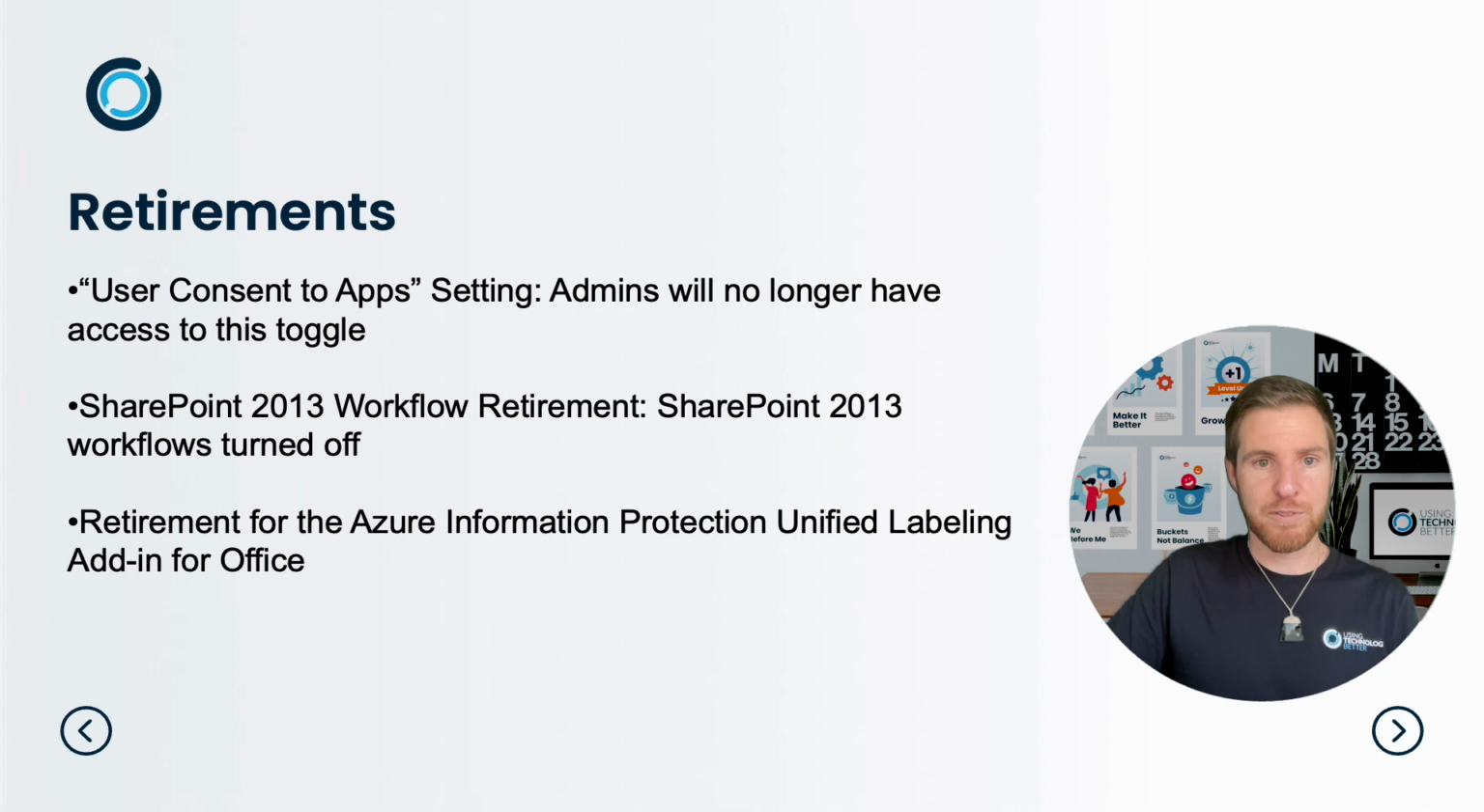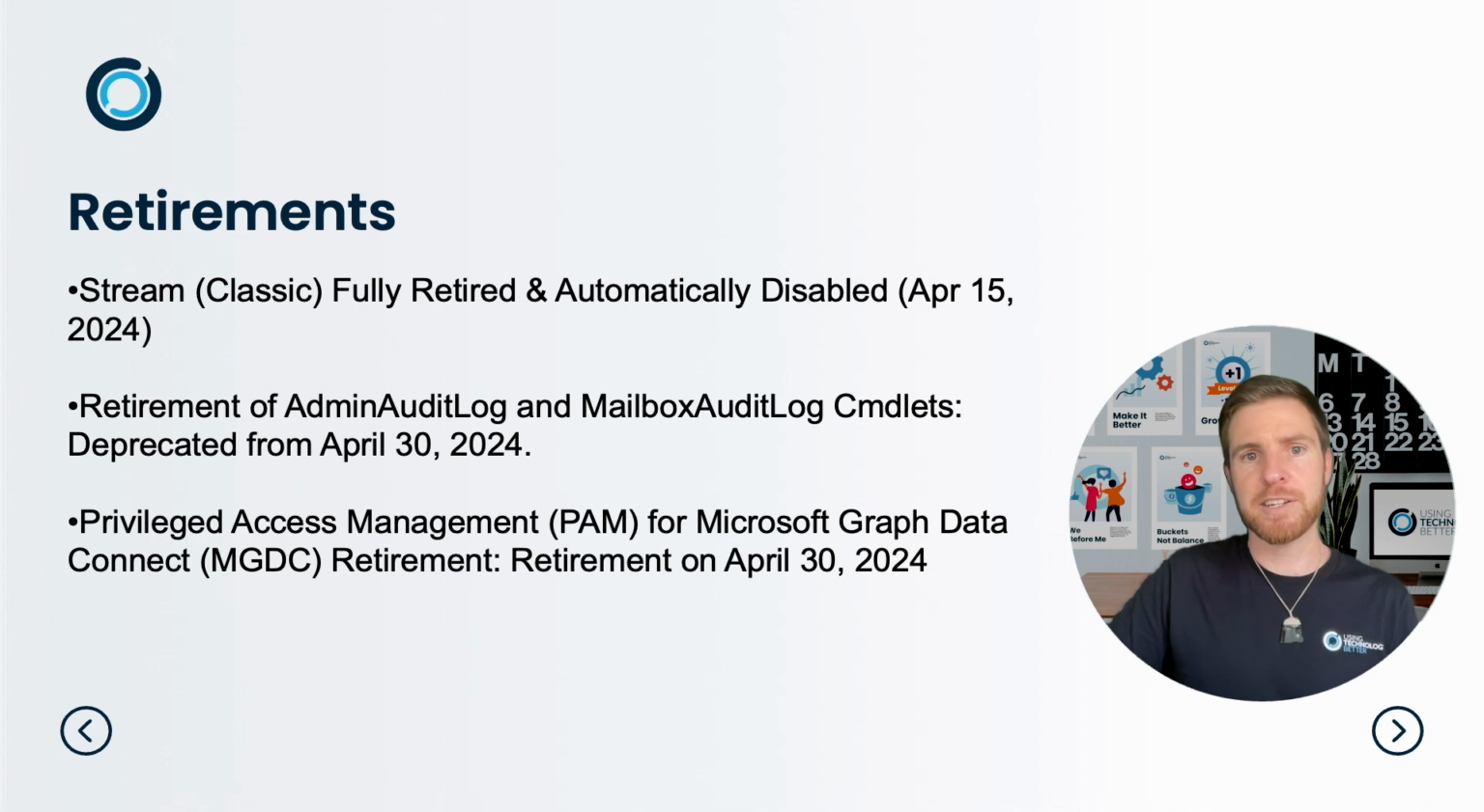And next, we have the retirement of the Azure Information Protection Unified Labeling add-in in Office. So that is going. Next up, Stream Classic has been fully retired. So that actually happened on April 15th. When that was fully retired, not only did it revoke access to Stream Classic, but all the content in Stream Classic was also deleted. So if you've got any users wondering where those videos are, or why they can't access Stream Classic anymore, there you go, it's gone.